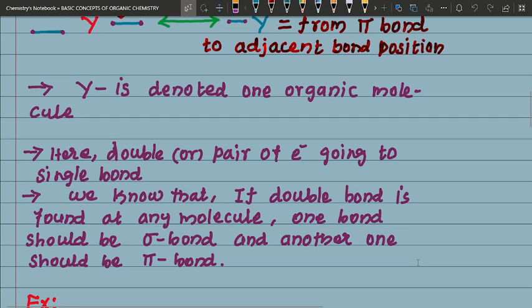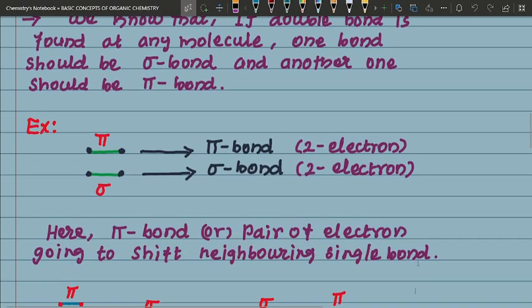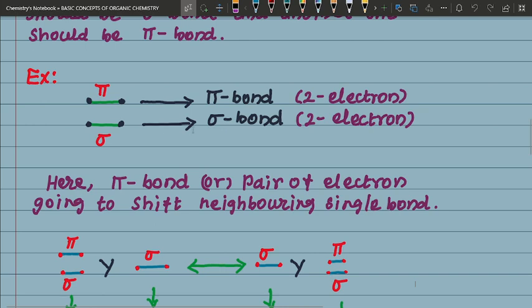We know that if a double bond is found in any molecule, one bond should be a sigma bond and the other one should be a pi bond. See the example. Here two bonds are found. One is a pi bond, another one is a sigma bond. We know that one bond has two electrons. So this pi bond has two electrons, and this sigma bond has two electrons.